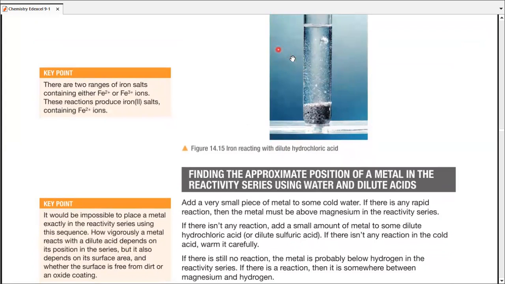Iron, being a transition element, may give you Fe2+ or Fe3+ ions. So it can produce salts with iron 2 ions, or it may produce salts with iron 3 ions. So iron actually gives rise to two possibilities.